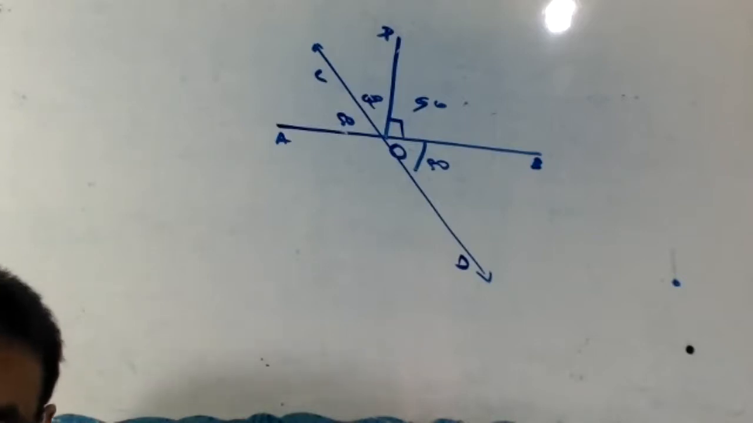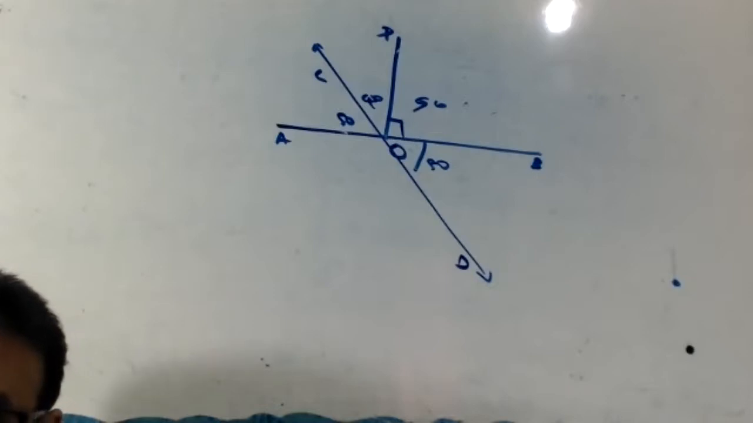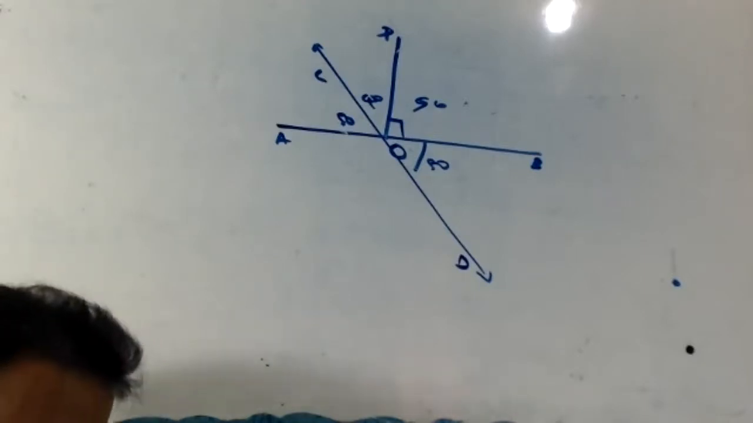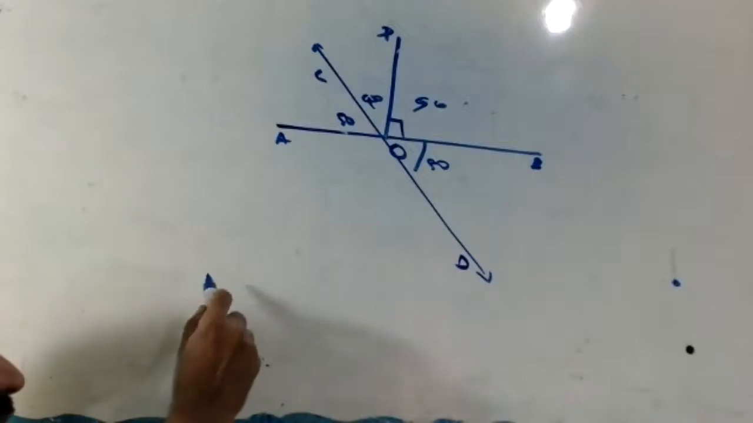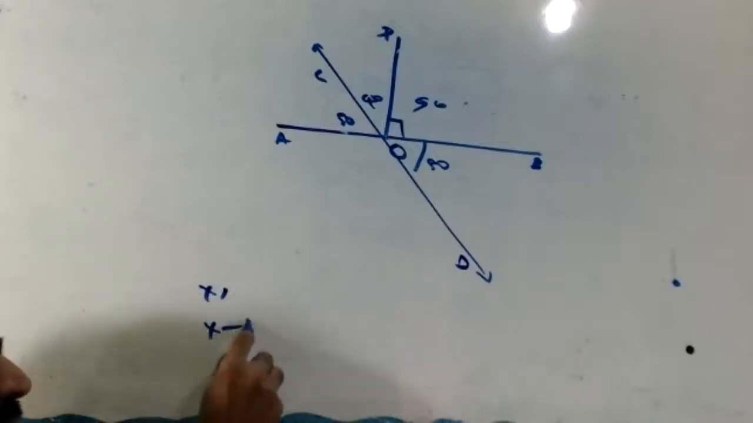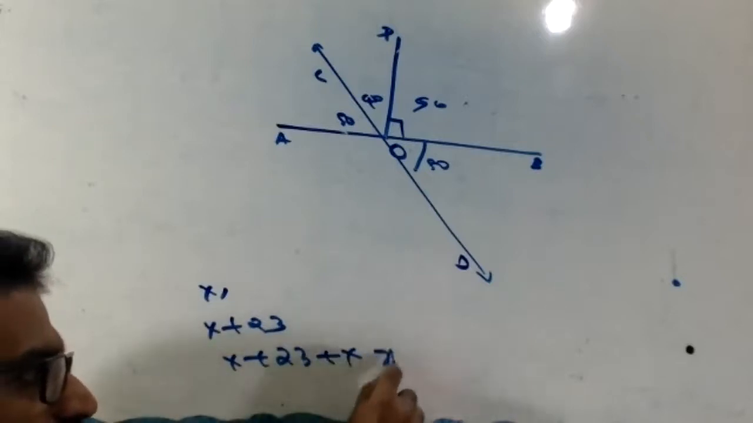One is x, next one is what? x plus 23 or x minus 23, both are correct. The first angle is not 23 minus x. The first angle is x. The second angle is x minus 23 or x plus 23, both are no problem. So x and x plus 23. So x plus 23 plus x equal to 180.